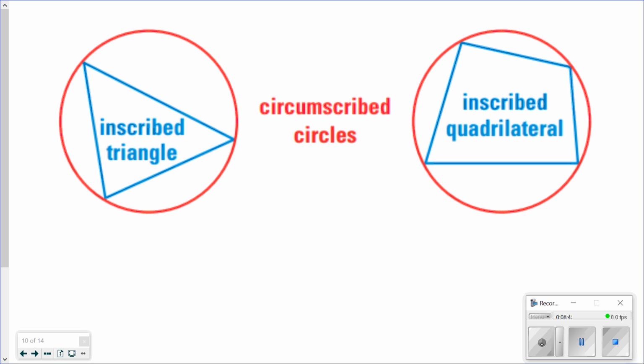Circumscribed circles. Circumscribed circles are just circles that have different shapes inscribed in them. So here is an example of an inscribed triangle. The triangle is inside the circle. And here is an example of an inscribed quadrilateral, where the quadrilateral is inside the circle.